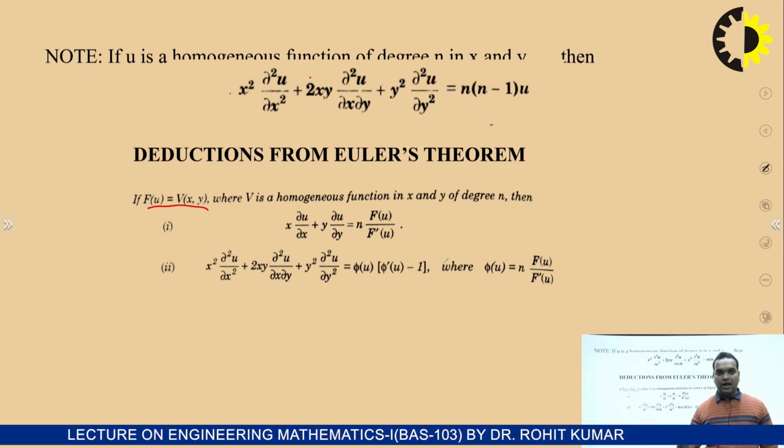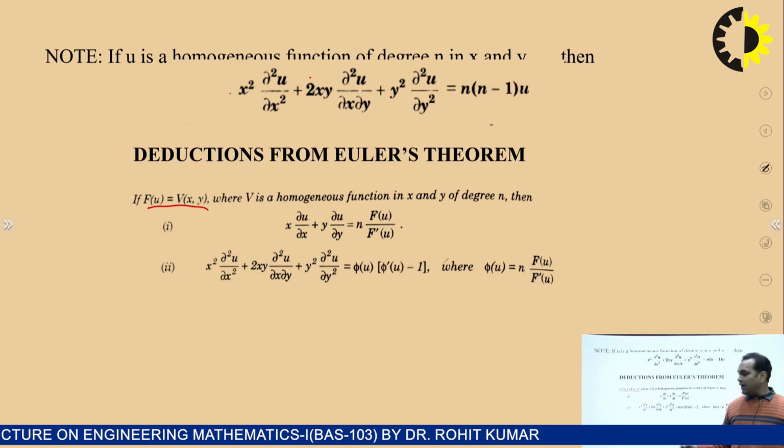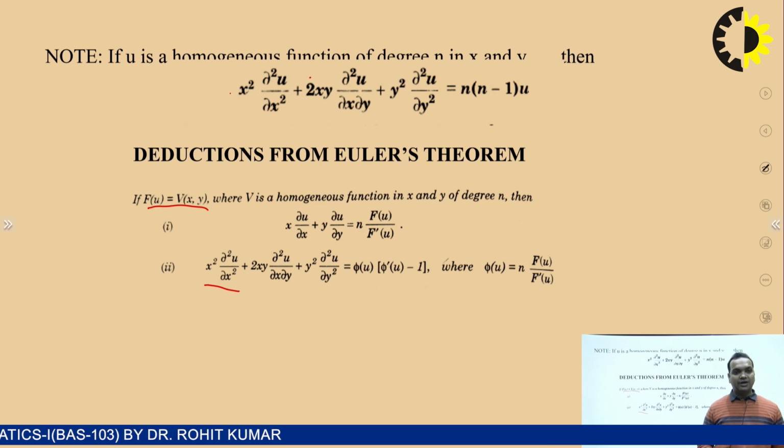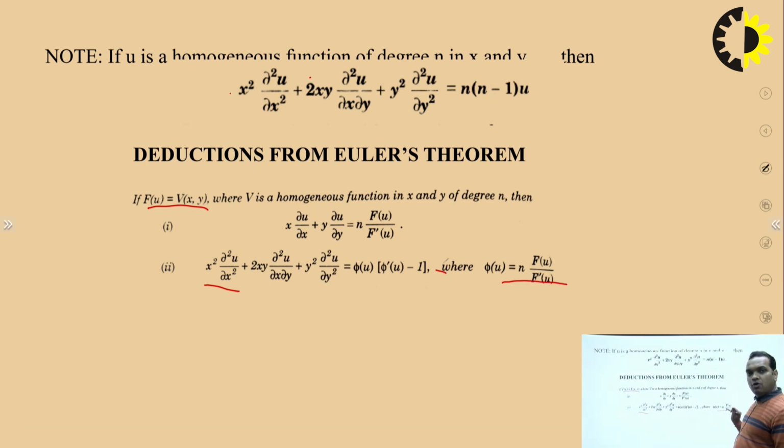and x² ∂²u/∂x² + 2xy ∂²u/∂x∂y + y² ∂²u/∂y² = φ(u)(φ'(u) − 1), where φ(u) = n f(u)/f'(u). So this is the deduction from Euler's theorem.